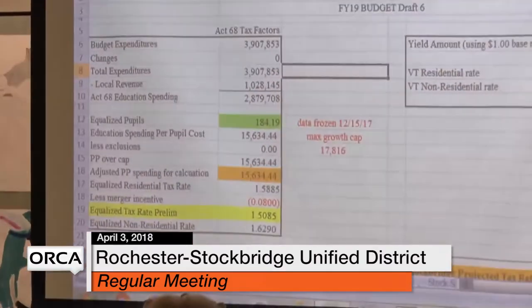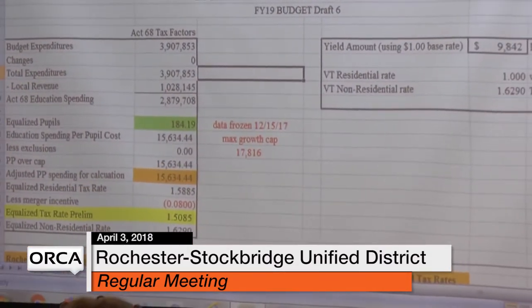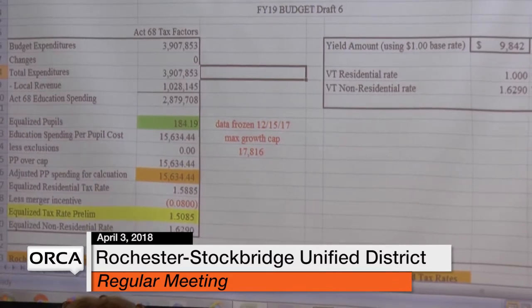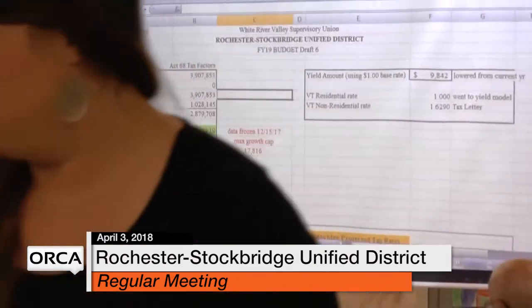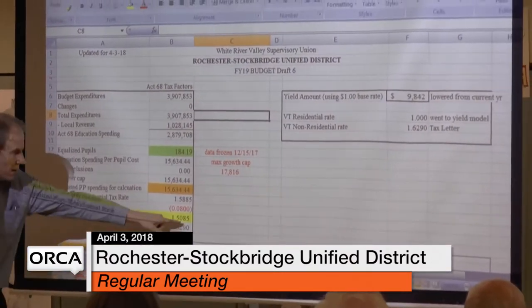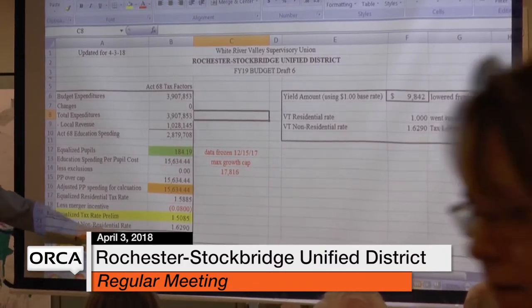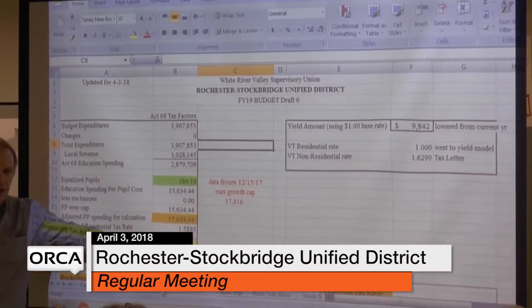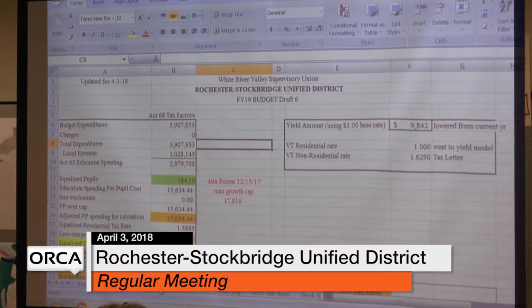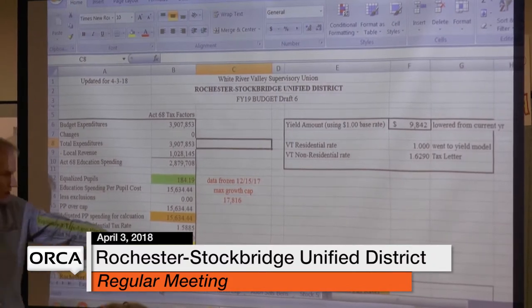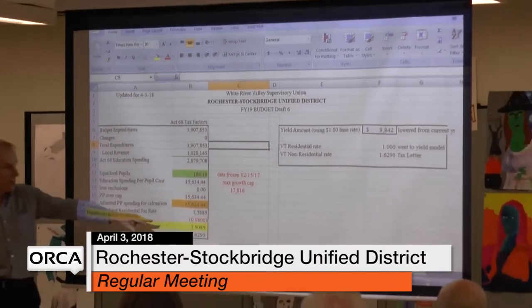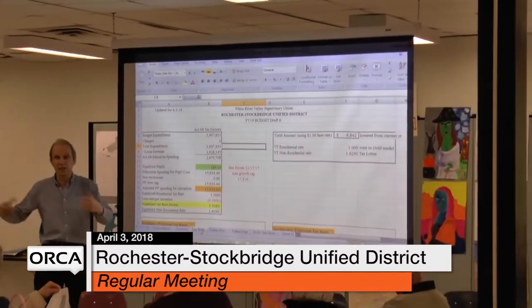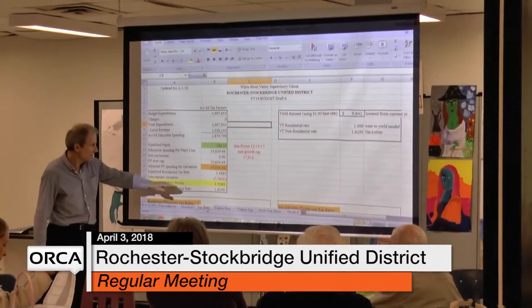Because of our merging as two districts forming into a unified district, we're entitled to an 8 cent incentive. So that 8 cents gets taken off the $1.58 and it brings it down to $1.50 with some numbers at the end. The equalized non-residential rate is $1.6290. So somebody who has a business, that's what they're paying, or a second home, or somebody who lives out of town and is paying taxes on their second home here in town, that's the rate that they will pay. So the homestead equalized tax rate is less than the business rate. That's another way to describe that.